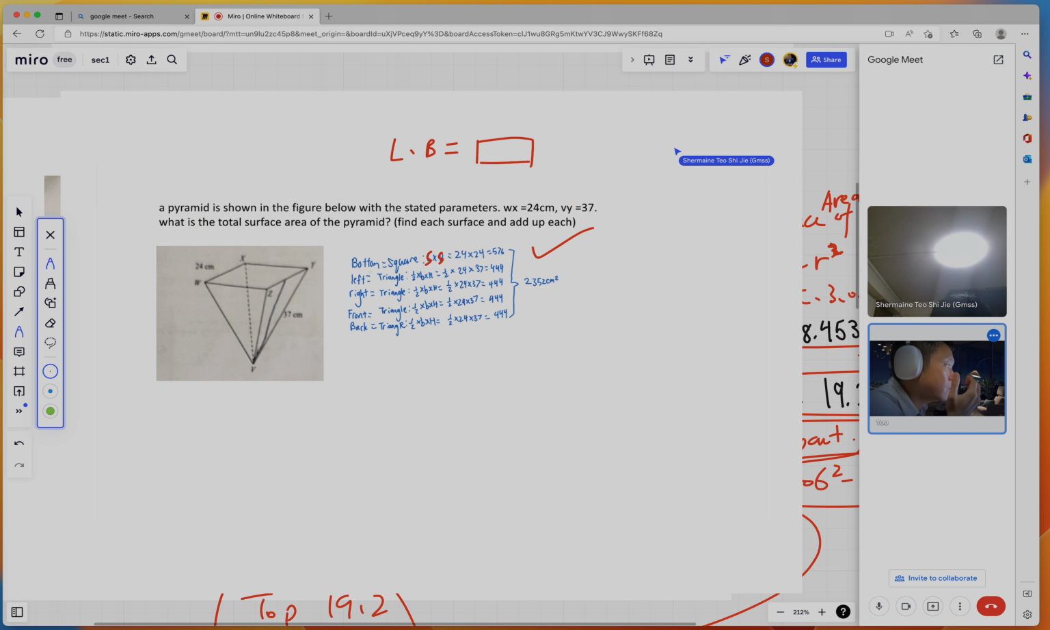Actually, left, right, front, back, they are all triangles. I think the height is wrong again. Do you know why or not? If I extract the triangle out, you know what I see? The 37 is where? Can you label? 24 is here, I know. Where is 37?